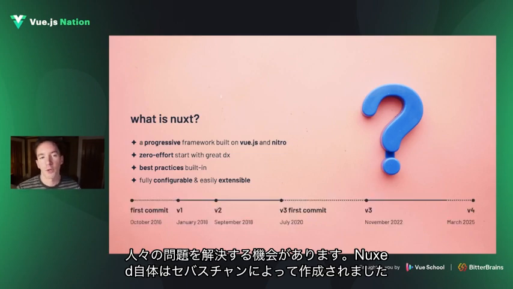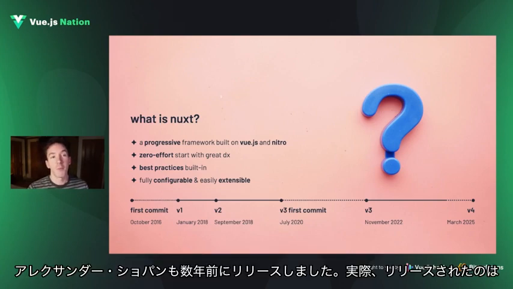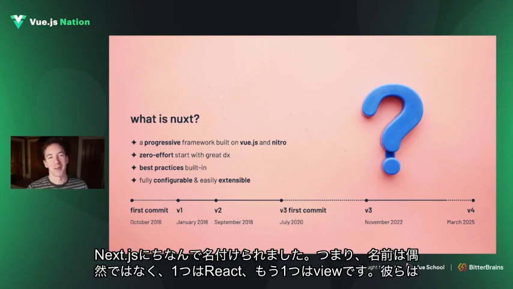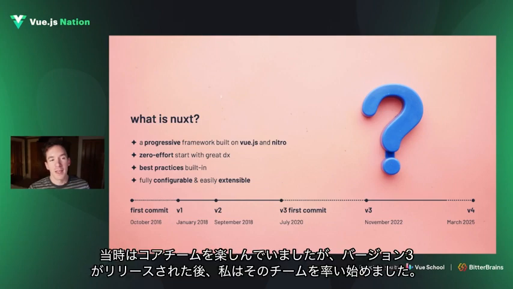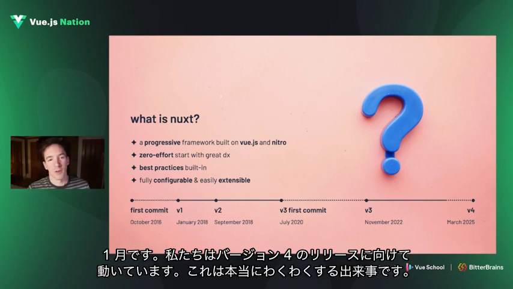Nuxt itself was created by Sebastian and Alexandre Chopin a number of years ago. In fact, it was released, I believe, the day after Next.js. So the name was not an accident, one for React, the other for Vue. They've pursued different courses over the years. I became involved just in the run-up to version 3. I joined the core team about then, and I began leading it after the release of version 3 in January. And we're moving towards a release of version 4, which is a really exciting thing.